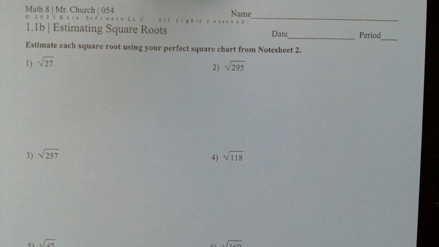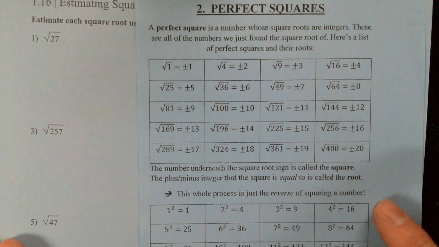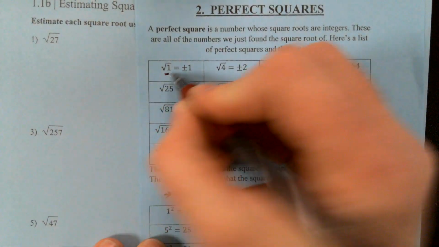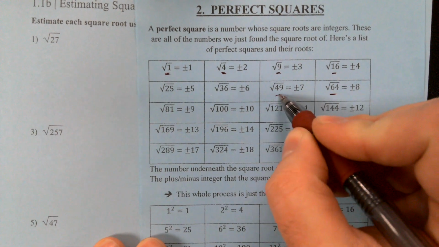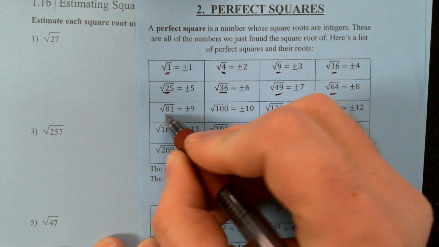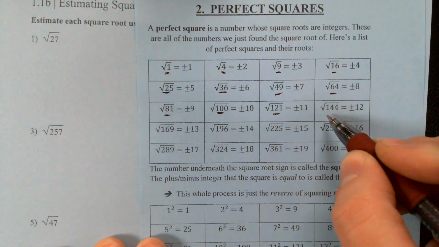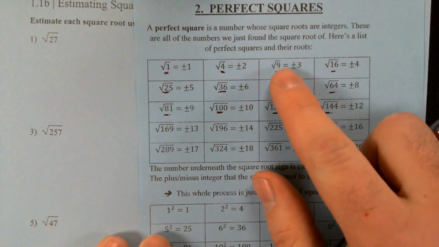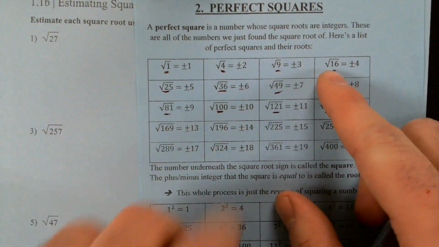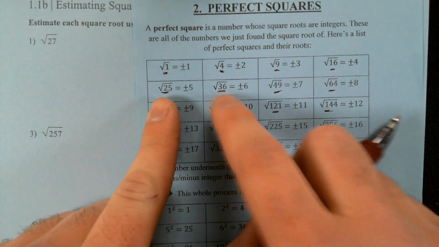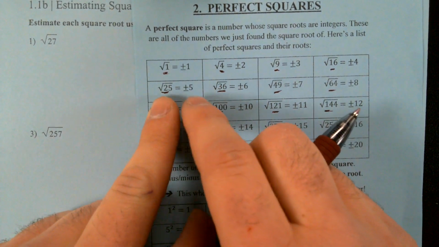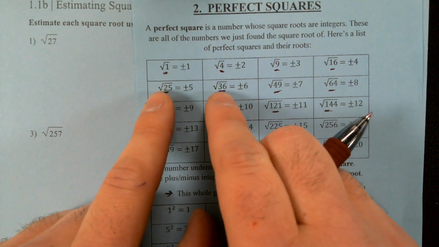So if we have the square root of 27, and we're going to look at note sheet number 2, our perfect square chart, we just have to find the perfect squares, two of them, that are on either side of 27 on the number line. So is 27 going to be in between 9 and 16, folks? No. What about 25 and 36? Yes. 27 is going to fall right in between 25 and 36.